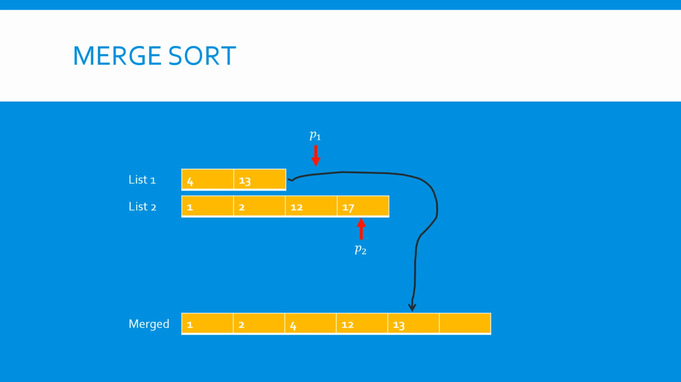Note that at this stage, the pointer p1 has been moved to the end of list 1. It means that no more elements in list 1 need to be appended to the merged list. In this case, we can directly append the remaining elements in list 2 to the merged list. So, we append 17 to the merged list, and we are done with the merge procedure.